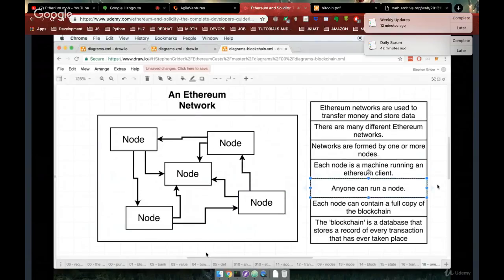Next, anyone can run a node. So there's not just some specific set of people out there or important companies who run nodes on the real Ethereum network. No, anyone can create one. You can create a node, I can create a node. All we have to do is turn on our laptop, download this client software, and run it. And boom, we have a locally hosted node.